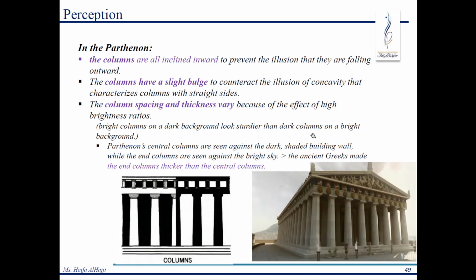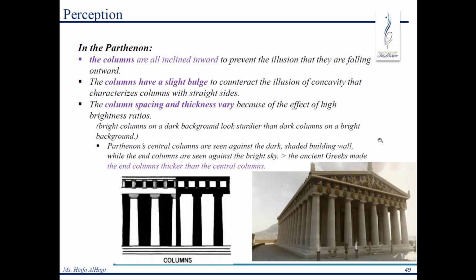Then the second thing they found is that although the column was designed as straight, the column would look bulgy from the center. So to counteract this illusion of concavity, they designed the columns to actually bulge a little bit outwards instead, to counter the concave effect of the column when you look at it.